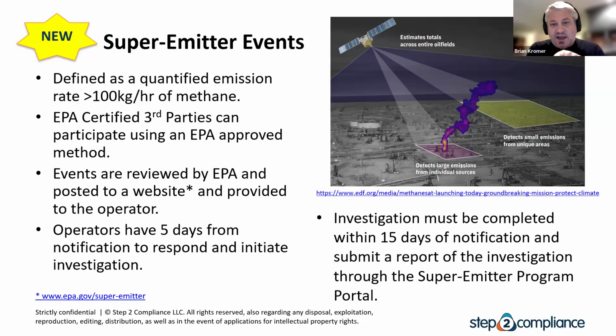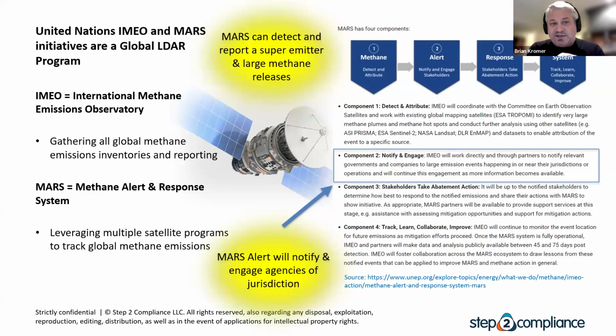The next slide has a satellite program that's existed a little bit longer under the United Nations, which is the whole reason we have these obligations under Quad O, A and B, and ultimately C. The concern of methane comes from our involvement in the United Nations Framework Convention on Climate Change. So there is this International Methane Emissions Observatory and the Methane Alert and Response System that also has the capacity to feed into super emitter.